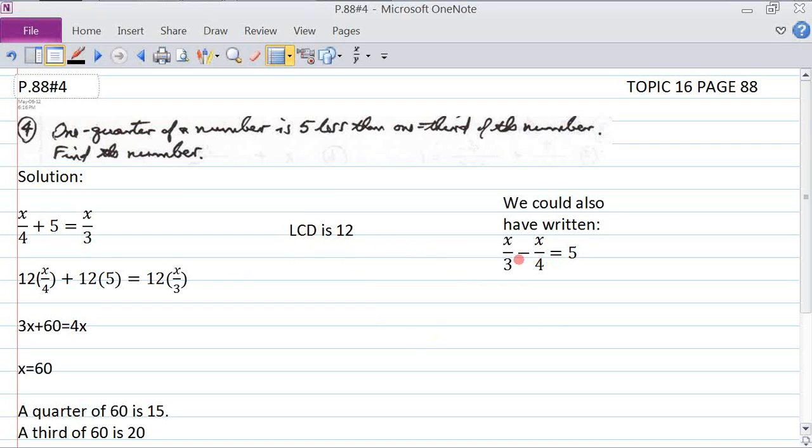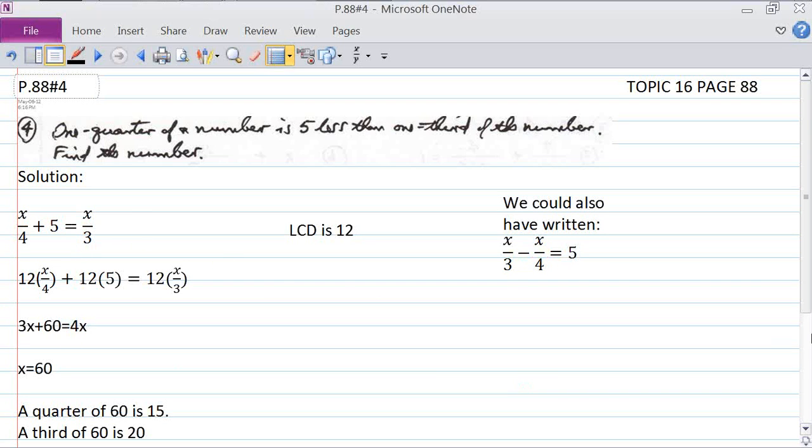Now, we have to realize that if we take the larger number, because this denominator is smaller, this would make x over 3 larger than x over 4. The difference between these is 5, and that's an alternate way of saying this. 1/4 of a number is 5 less than 1/3 of a number. So we take the greater number, which is 1/3, we take the smaller number, which is 1/4, and the difference between them is 5. So you can either choose this equation here or that one. I'm choosing to work with this one.